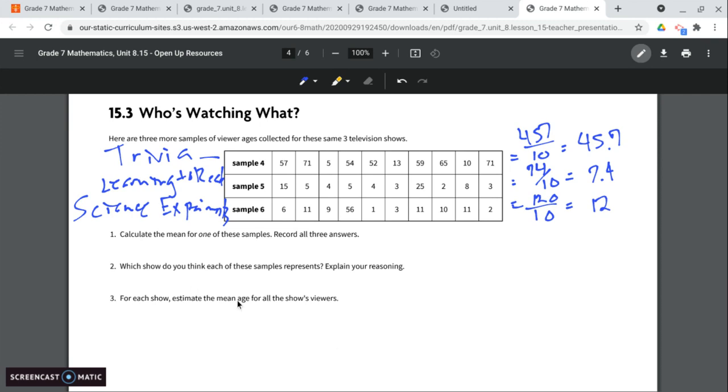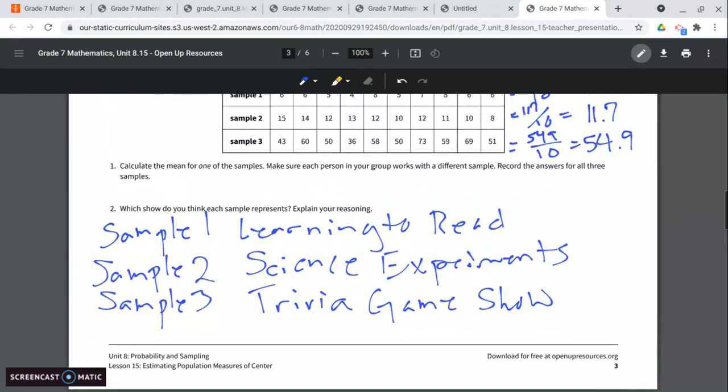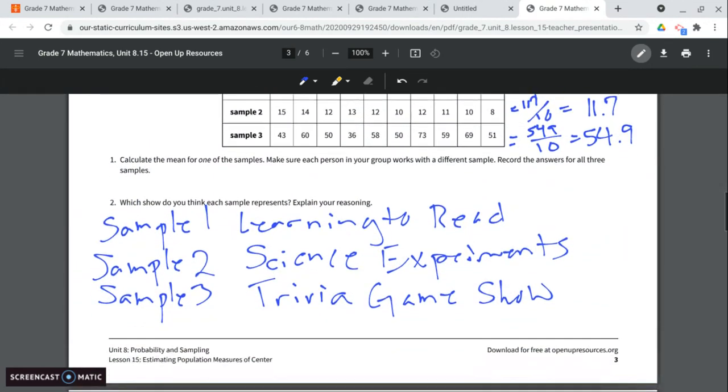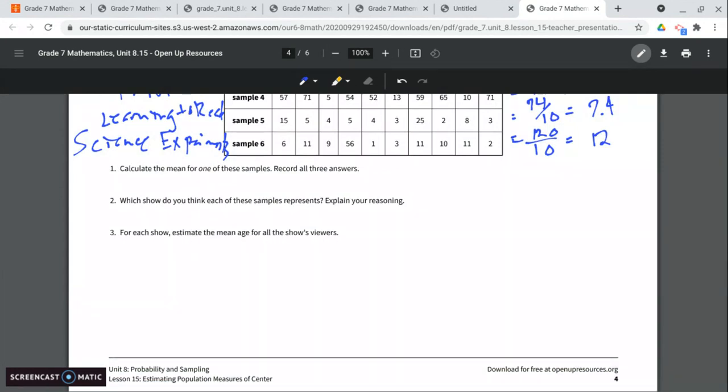So for each show, estimate the mean age for all the show viewers, so we're using what we had from before. So learning to read, 6.1 plus 7.4 is going to give us 13.5. Divide that by 2, which gives us 6.75, so about 7 years old.